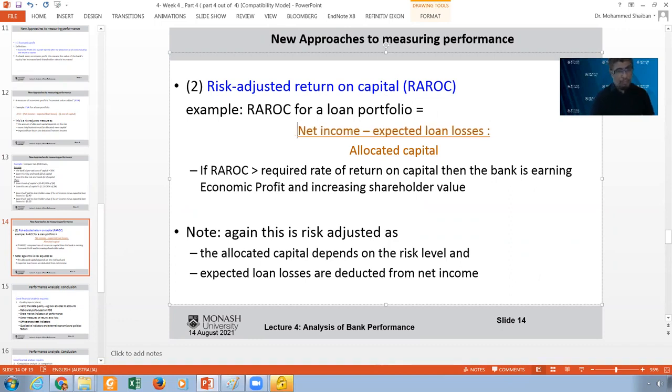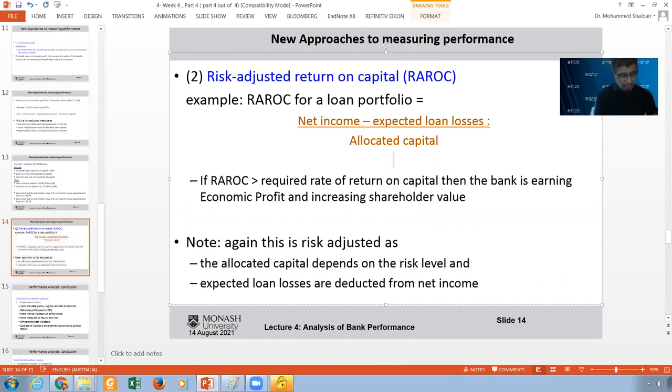Now, if this percentage, whatever it is, is more than the ROE, which is the cost of equity or the cost of capital, then I have a positive, and this is actually a good loan and I'm making an economic profit.